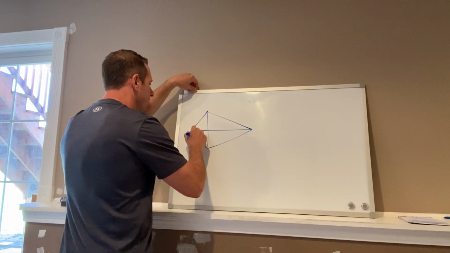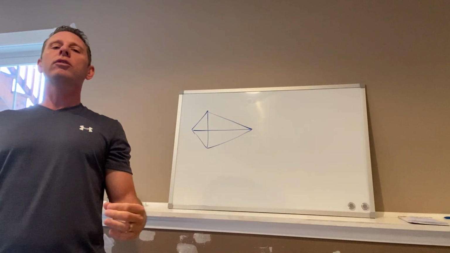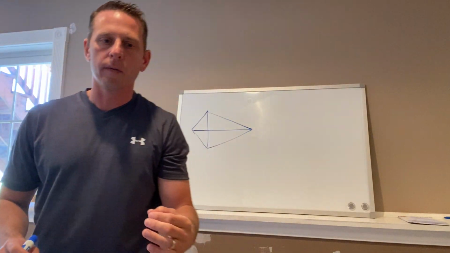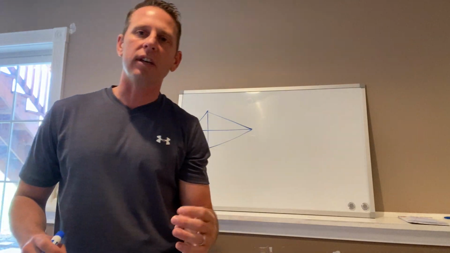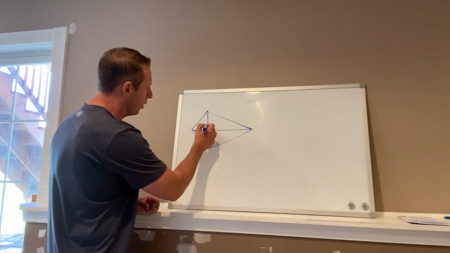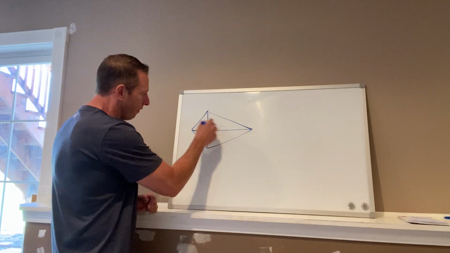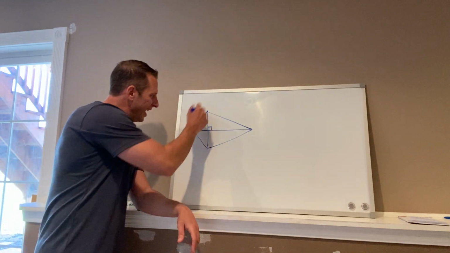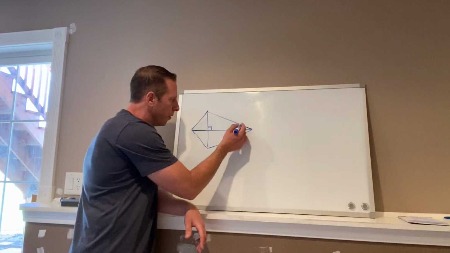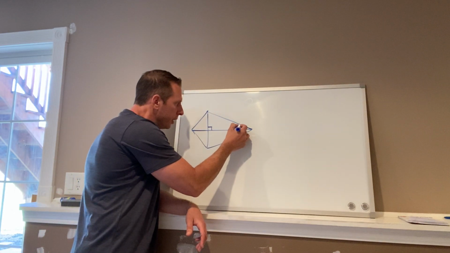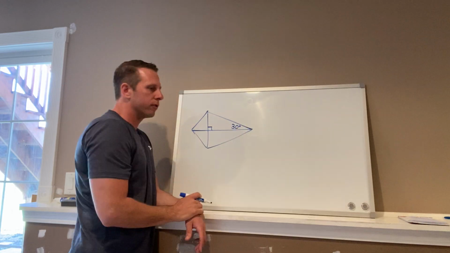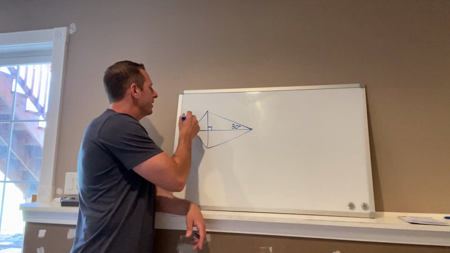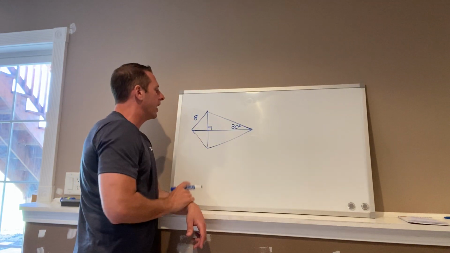You'll remember some things about kites. The diagonals are perpendicular. Remember, a lot of these things have to deal with right triangles. When we've got perpendicular diagonals, we've got 4 right triangles in there. So in this kite, I am going to put 30 degrees down here for the measure of this angle. I'm going to say that this side length is 8.